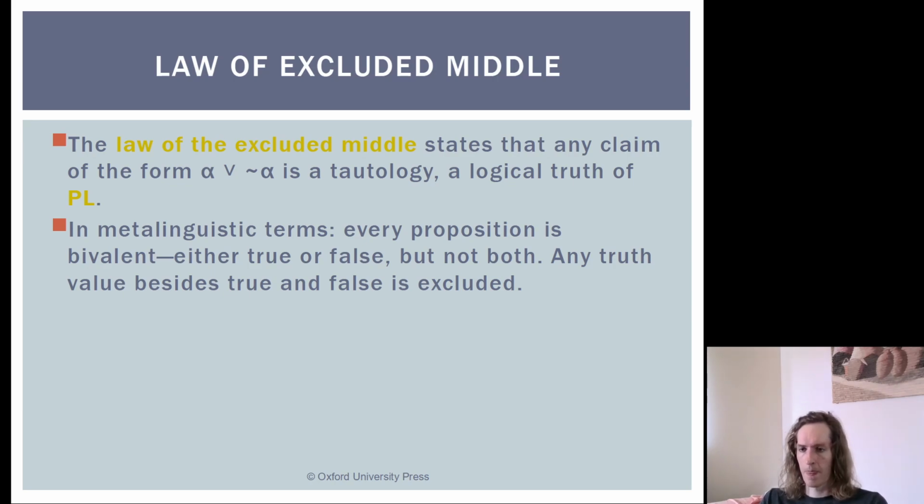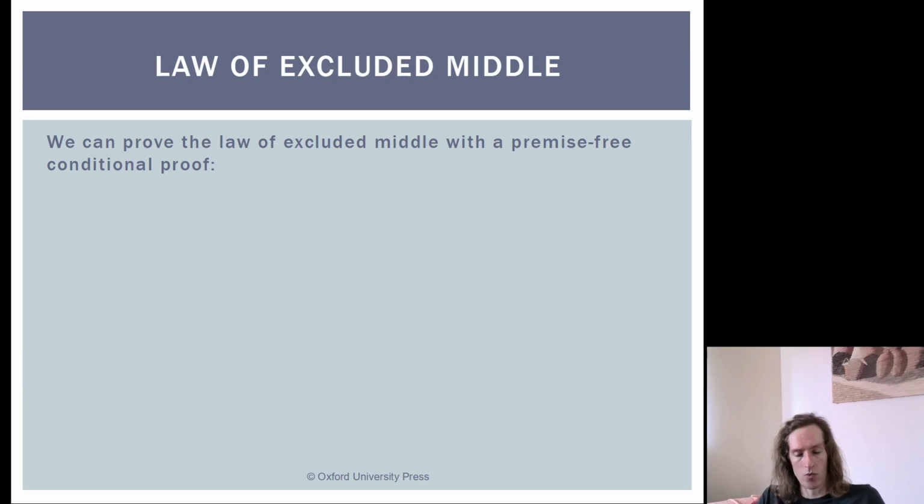But if you have something or its negation, there's no third possibility. Either alpha is true or not alpha is true. So if we have a disjunction between the two, the disjunction itself is always going to be true. All right. So we can prove the law of excluded middle.